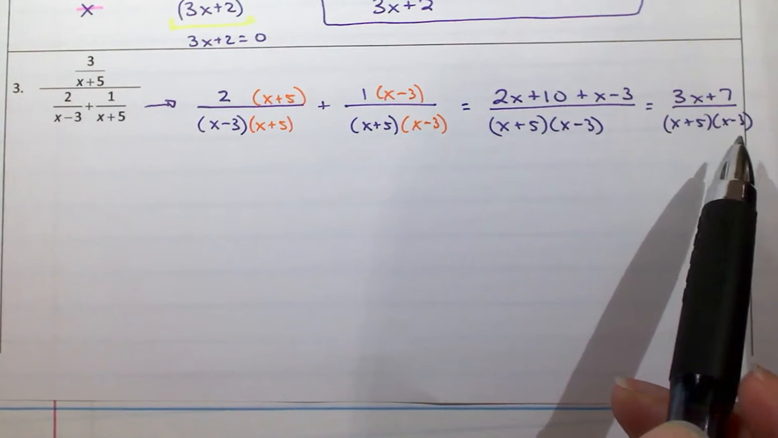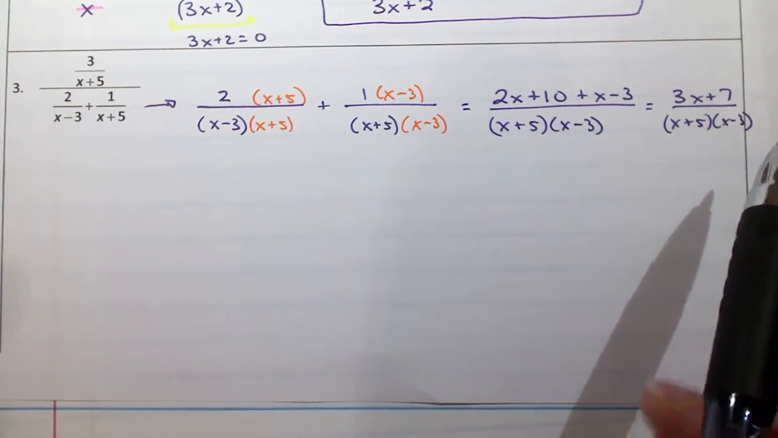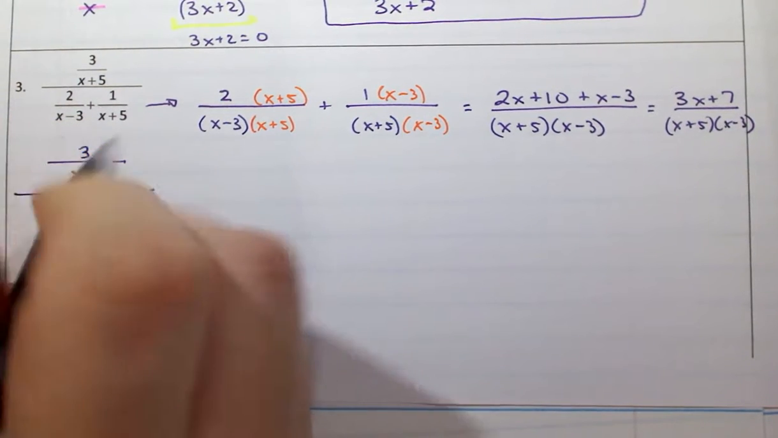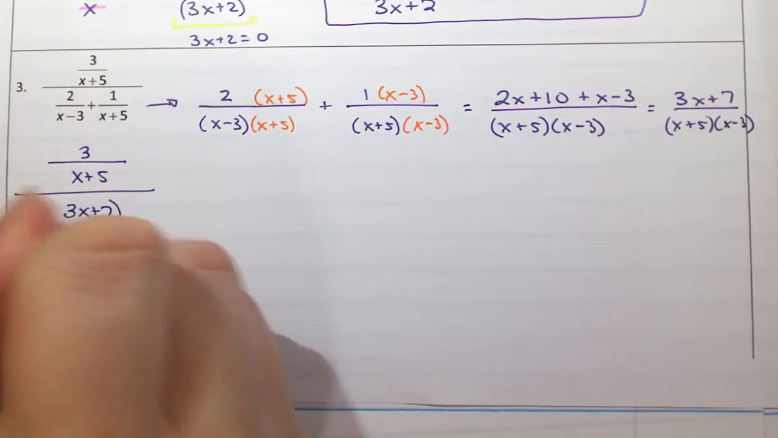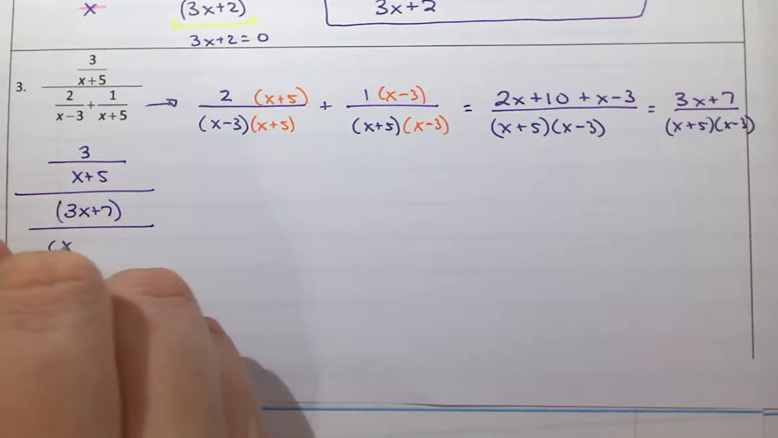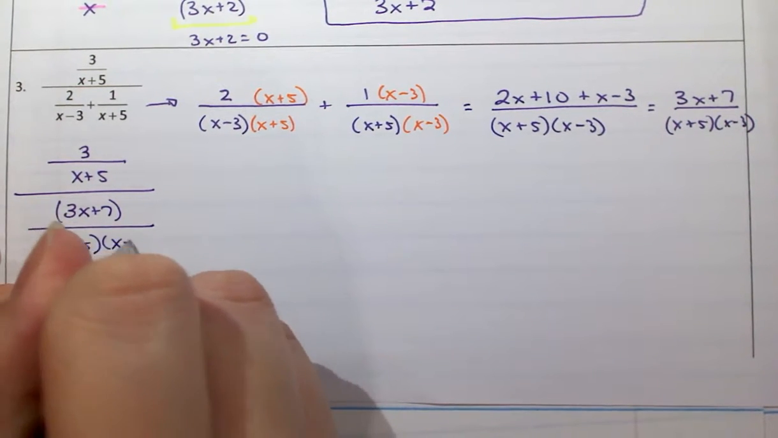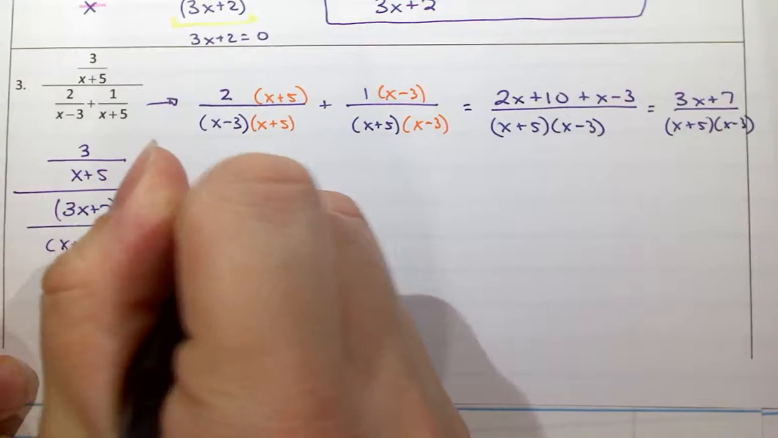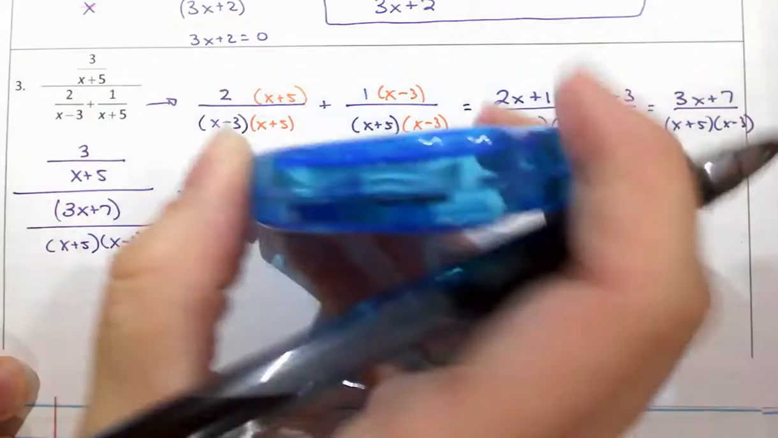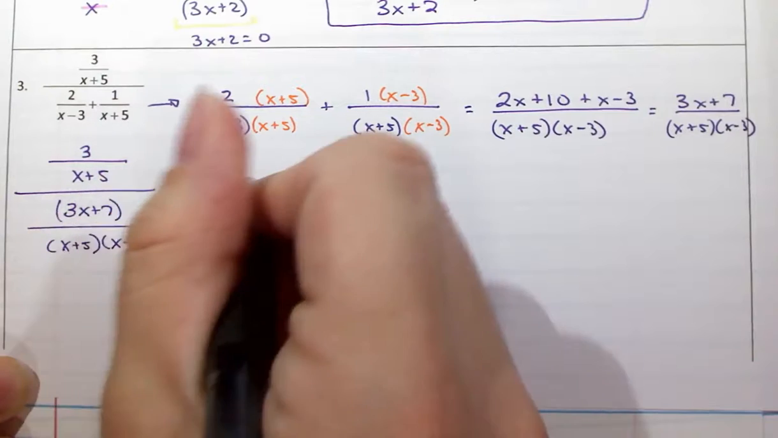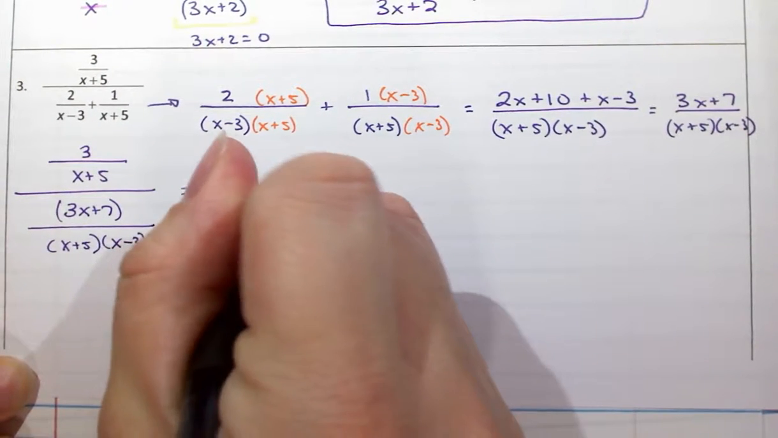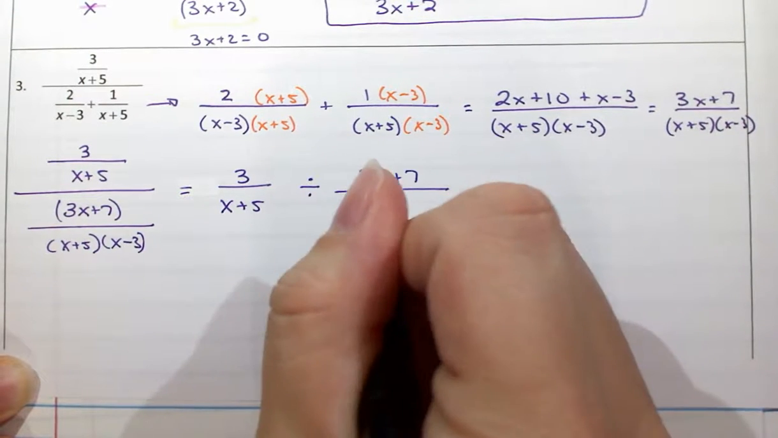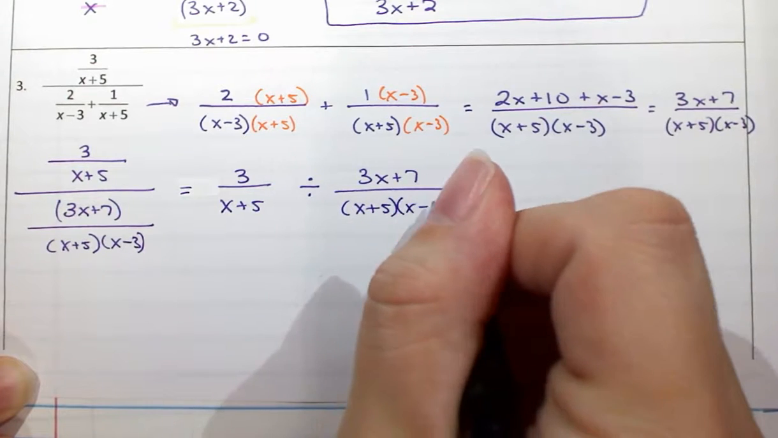And again, please do not multiply them out. Okay, so now we have 3 over x plus 5 all over 3x plus 7 over x plus 5 times x minus 3. And it doesn't matter which order you put them. You can put the x minus 3 first or the x plus 5. So again, remember that this is division. So this right here is simply going to equal 3 over x plus 5 divided by 3x plus 7 over x plus 5 times x minus 3.